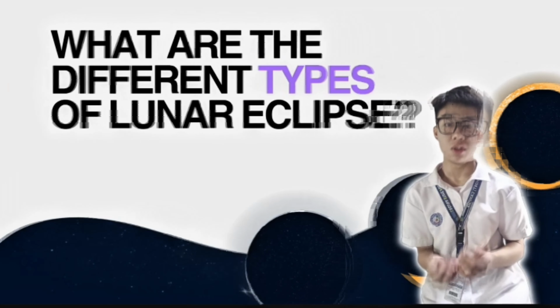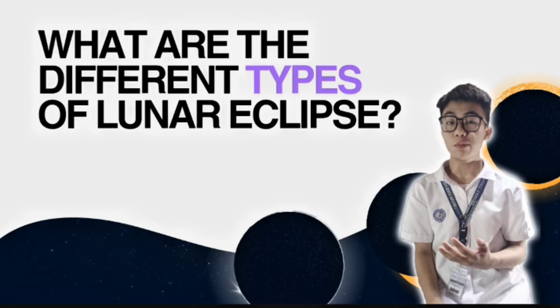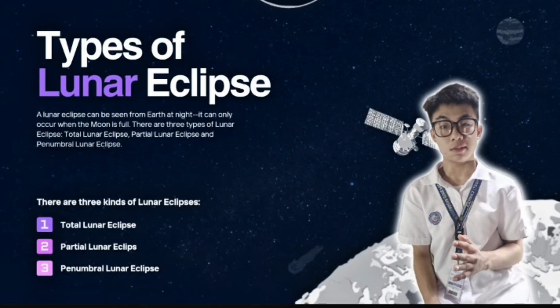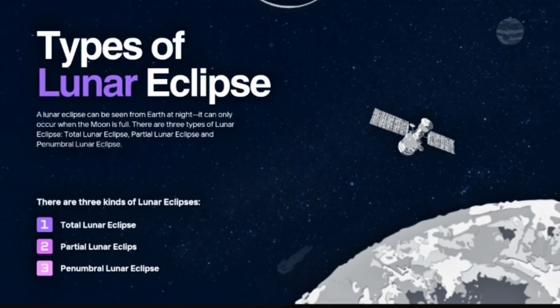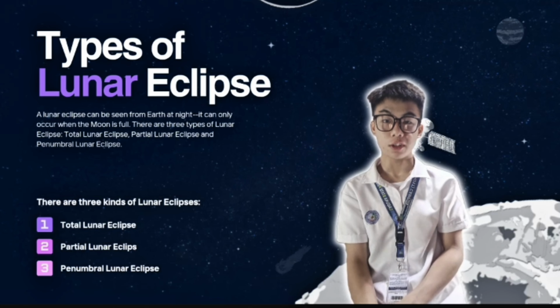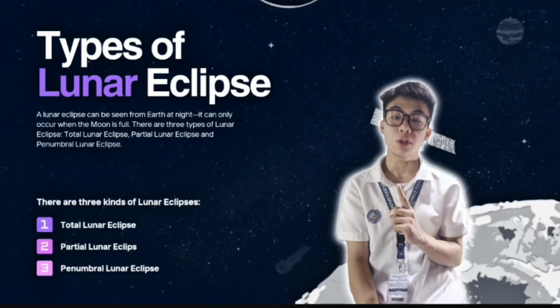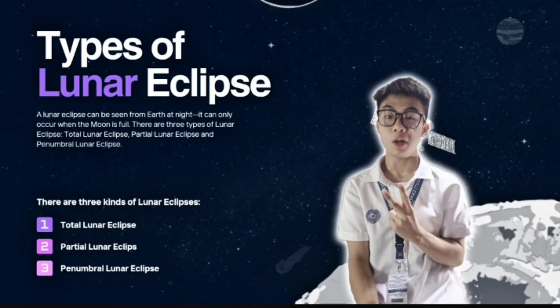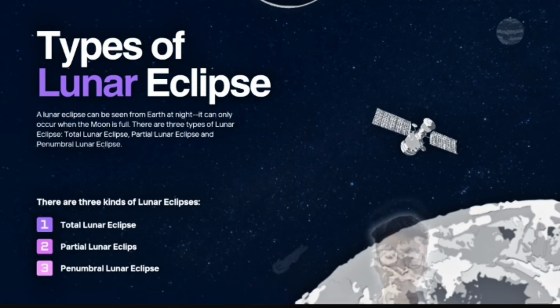Now, let's proceed to the lunar eclipse. What are the different types of lunar eclipses? A lunar eclipse can be seen from Earth at night. It can only occur when the moon is full. So here are the three types of lunar eclipses. Number 1, we have the total lunar eclipse. Number 2, the partial lunar eclipse. And number 3, the penumbral lunar eclipse.